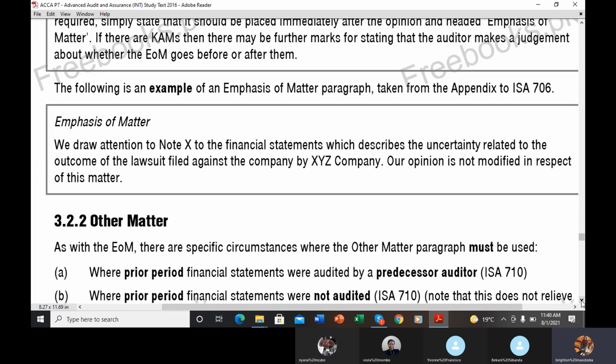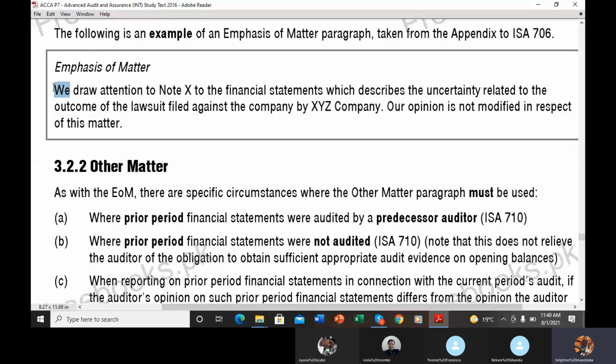Right here, this is a good example of emphasis of matter. Look here. We draw attention to note X to the financial statements, which describes the uncertainty related to the outcome of the lawsuit filed against the company by XYZ company. Our opinion is not modified in respect of this matter. Clearly indicate that our opinion is not modified. It's something very important. The users must know about this lawsuit so that they may follow up the legal proceedings, because so far the outcome is not certain. They must follow up.